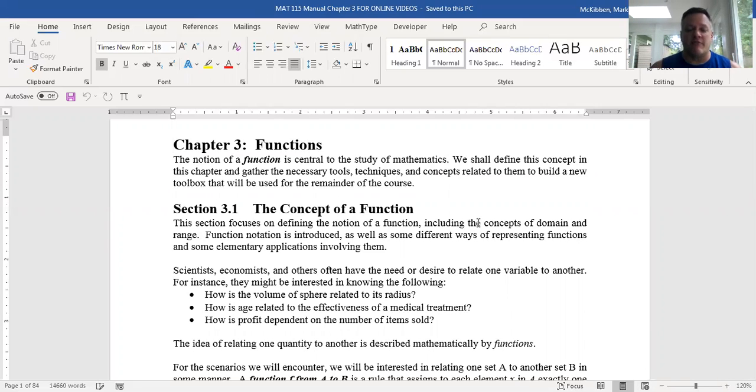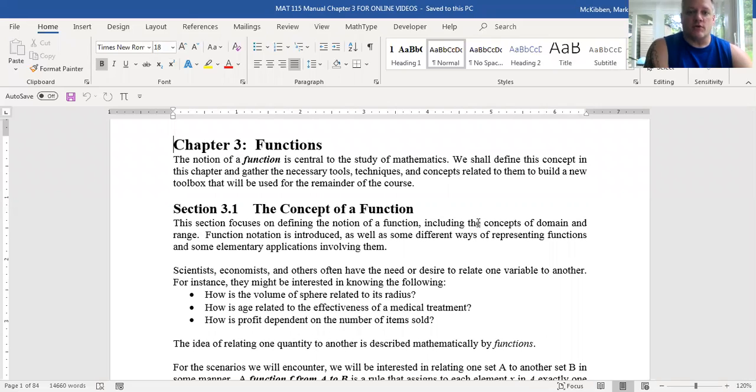All righty, so what we're going to talk about in this section is the notion of a function. In fact, the whole chapter is devoted to this notion. It's actually central to the study of calculus, and so we spend a lot of time talking about this idea of a function and its properties in chapter 3.